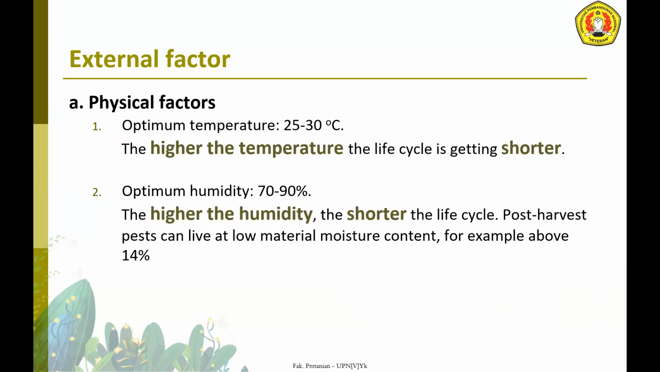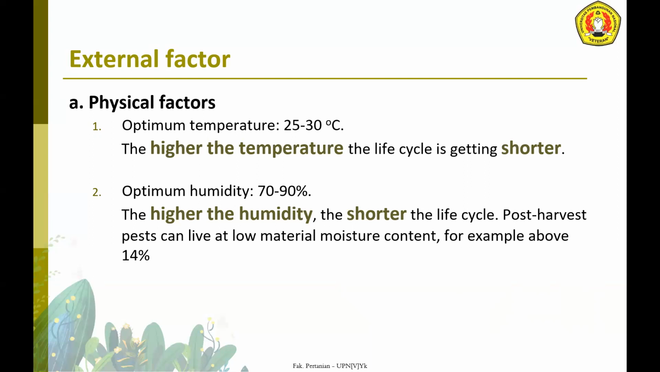Nah, next, now we are in external factors that can come from the environment that can influence the insect population. And number one is physical factor like temperature, humidity. Every organism has optimal temperature and optimal humidity to grow. Usually in insects, the higher the temperature, the life cycle is getting shorter.